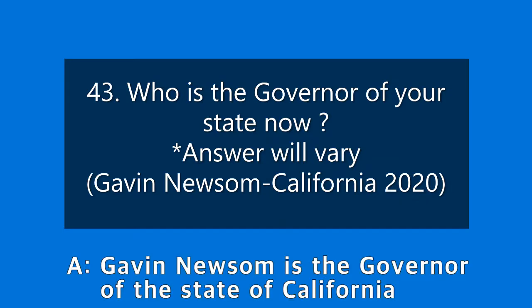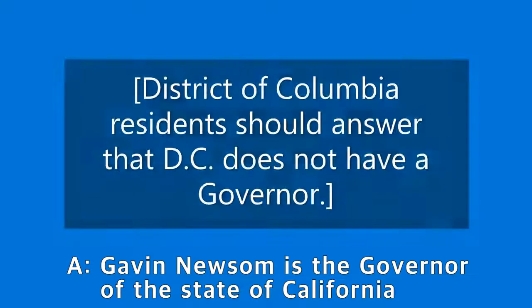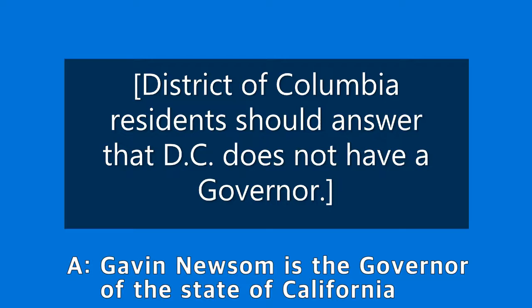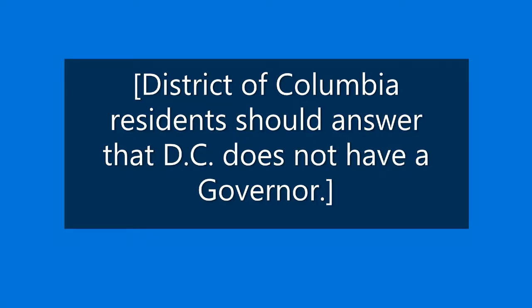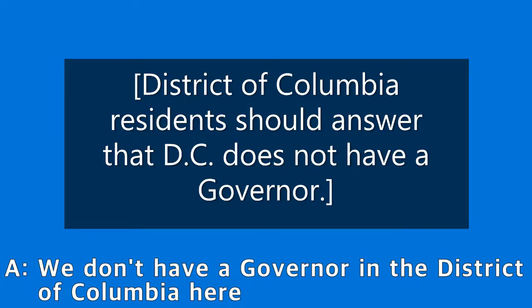Number 43. Who is the governor of your state now? The answer should be varied. In case of California, you should say, Gavin Newsom is the governor of the state of California. Note, District of Columbia residents should answer that DC does not have a governor. So you should say, we don't have a governor in the District of Columbia here.